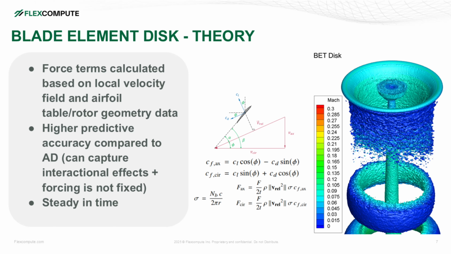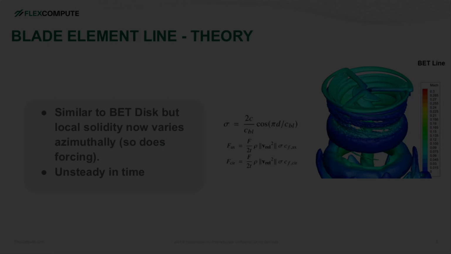Next is BET disk. This model includes feedback from the local velocity field. It uses airfoil tables and rotor geometry, combined with the local flow velocity, to compute forces. From the local relative velocity and blade orientation, the effective angle of attack is calculated. Lift and drag coefficients are then used to compute axial and circumferential forces, which are applied as momentum sources. This model is steady in time and relatively fast to run.